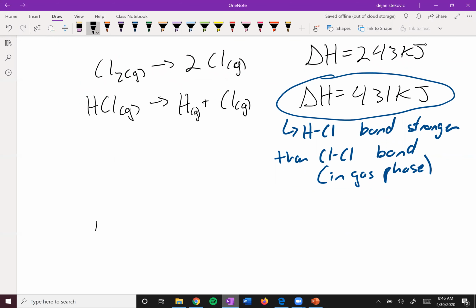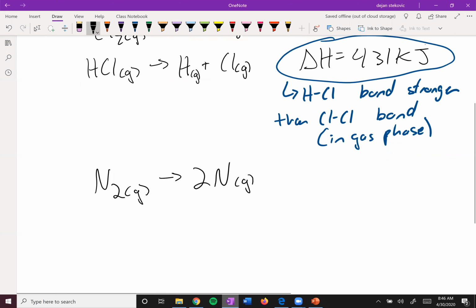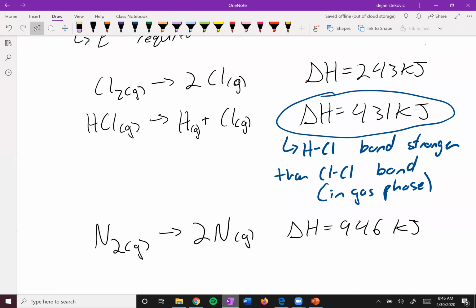Let's take another look at another example. So N2 as a gas being broken up into 2 N's as a gas. And so if we look at the delta H of this bond, it's 946 kilojoules. And so we can see that's much higher than the other ones.